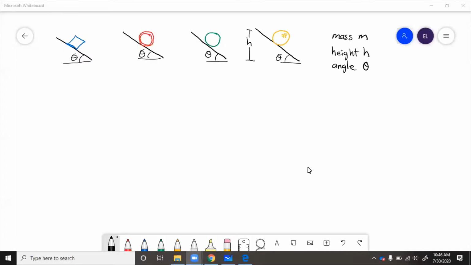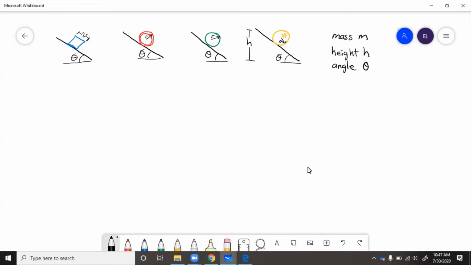Here we have 4 different objects, all sitting on frictionless planes of the same angle and height. They all have the same mass, and all of these round objects have the same radius, r. And we'll say this box has a side 2r. The dimension of its side is a square box.